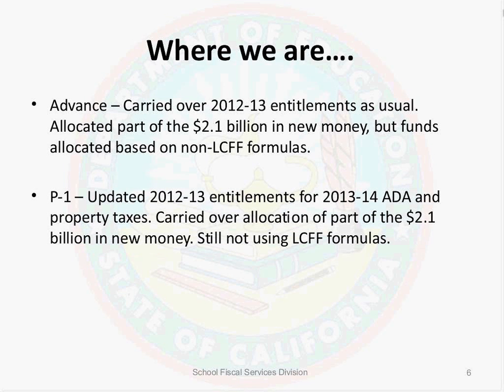Neither of those apportionments reflected any of the LCFF formulas. What we did do, however, was allocate a portion of that $2.1 billion in new funding in both the advanced and P1 apportionments. At P1, we also adjusted entitlements to reflect the 2013-14 average daily attendance, or ADA, and property taxes. Because the additional funding was allocated based on the old formulas and not the new, we advise that you should use caution in building this funding into your spending plans because it will likely change once LCFF is calculated.